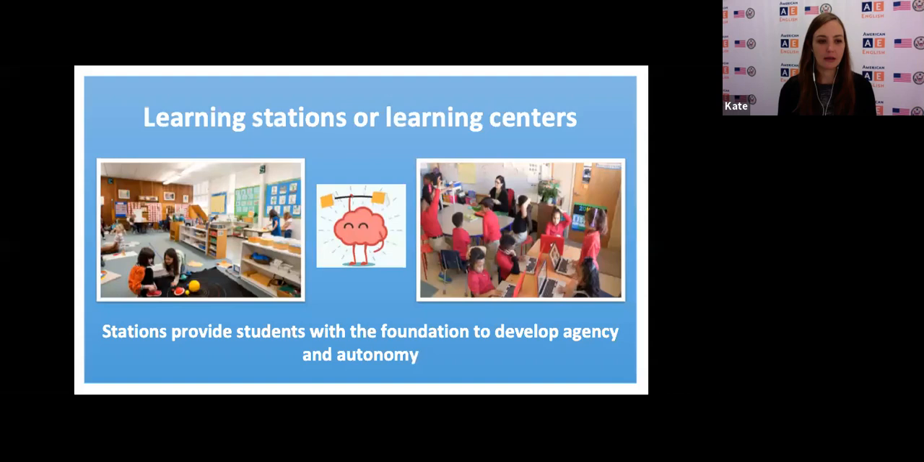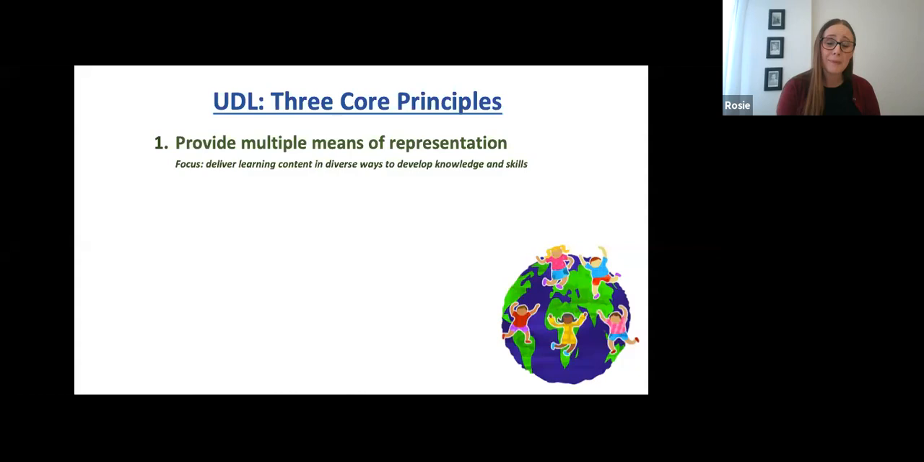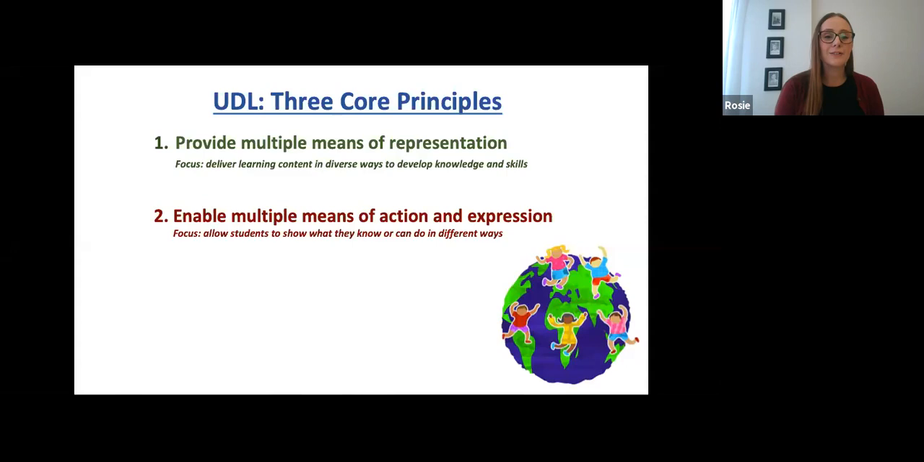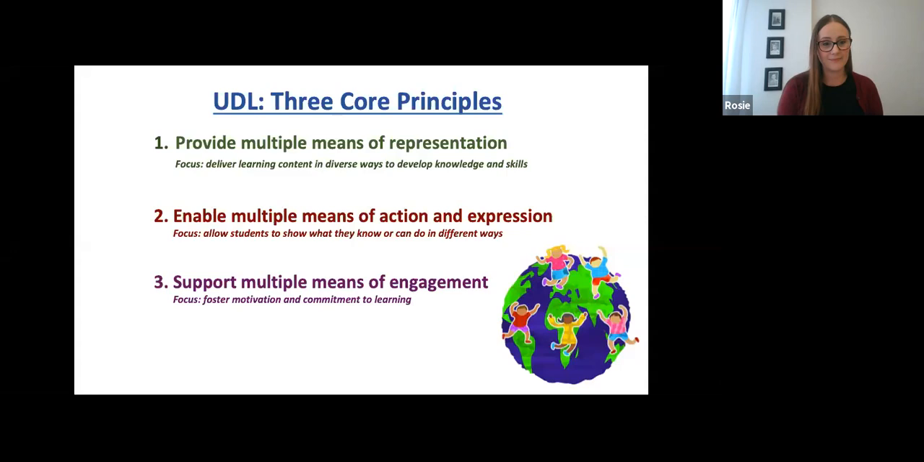So just to recap these three principles, we need to offer and provide multiple means of representation. So how we're going to teach them, how we're going to deliver the information. Number two, we need to enable students to have multiple means of action and expression. We're going to give them many different ways to demonstrate what they're learning and what they know. And three, support multiple means of engagement, right? So help them really connect with what they're learning and motivate them to learn by giving them choices and also allowing them to work with their peers and develop their interests.